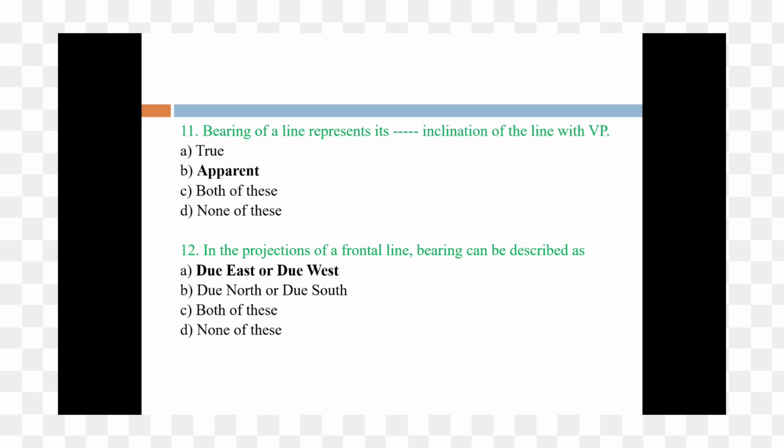In the projections of a frontal line, bearing can be described as, and the options are: A, due east or due west; B, due north or due south; C, both of these; and D, none of these. So let's see. First of all, we must know the definition of the frontal line. A frontal line is the line which is parallel to the VP and inclined to the HP. That line we call a frontal line.